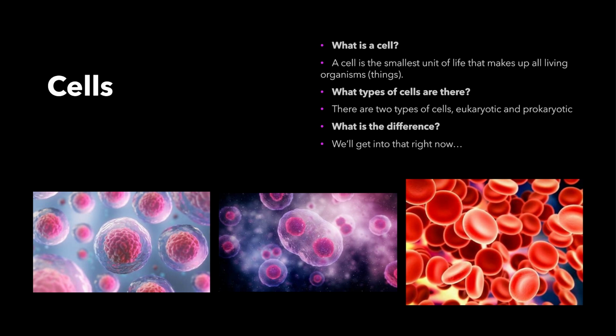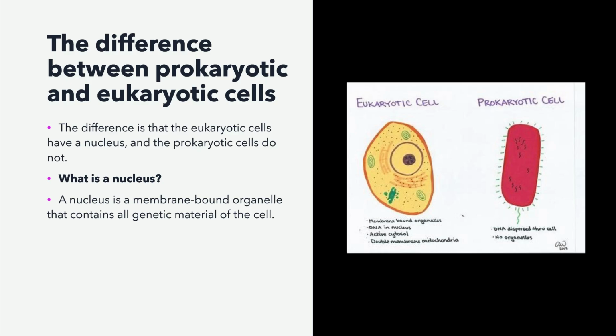There are two types of cells: eukaryotic and prokaryotic. If you don't know the difference, we'll get into that right now. The difference is that eukaryotic means the cell has a nucleus. Prokaryotic cells don't have a nucleus, okay?